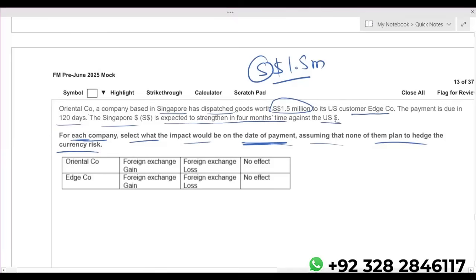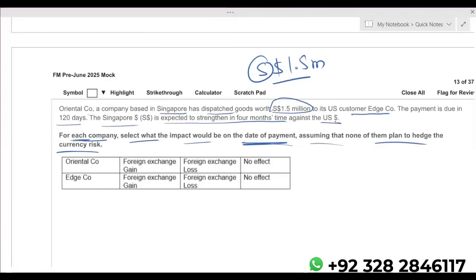We are, for example, an Oriental company and we have dispatched the goods. And look at the invoice. The invoice is Singaporean dollar 1.5 million. Now listen. Oriental company will be paid in Singaporean dollar. No matter whether the dollar is getting stronger or weaker, Oriental company will have no issue at all. Why? Because the invoice is in Singaporean dollar.